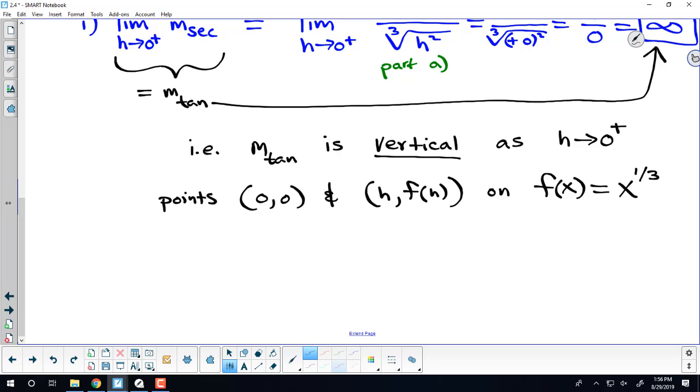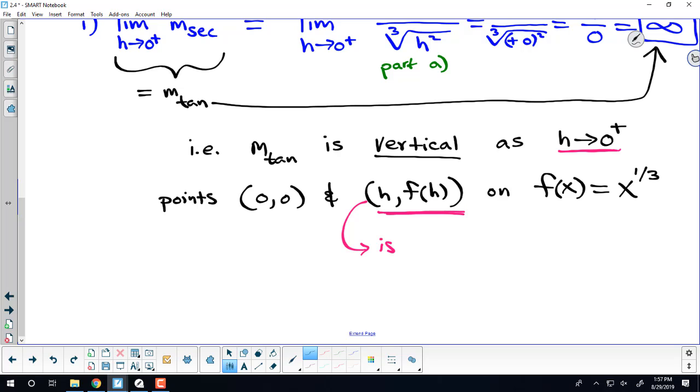So as h approaches 0, what happens to this point right here? What does that point get closer and closer to if h approaches 0? The point itself. I promise it's not a trick question. Oh, it's getting closer to 0, 0. It's getting closer to 0, 0, isn't it?